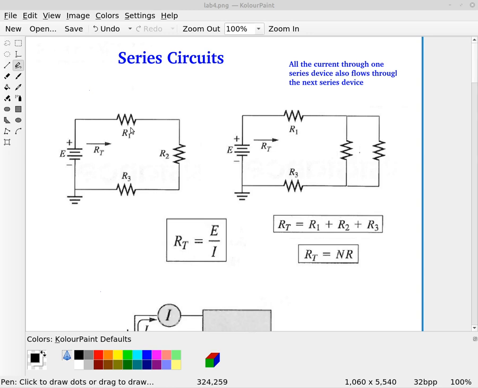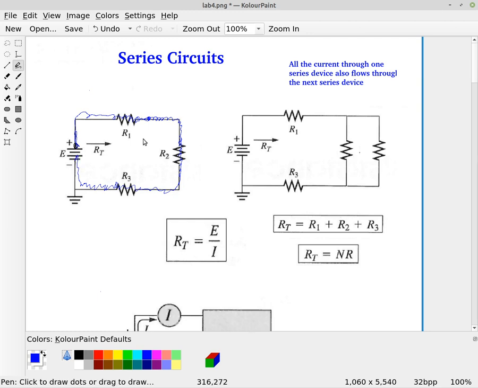If we look at this circuit here on the left, any current that flows out of the top of the voltage supply is going to come through resistor 1, continue on through resistor 2, on in and through resistor 3, all the way back to the voltage supply.